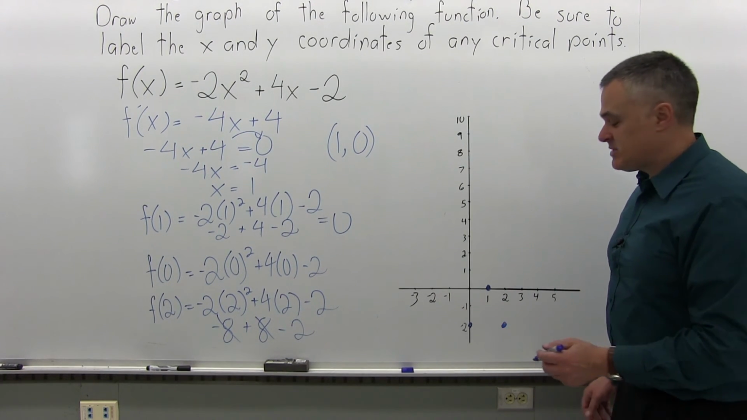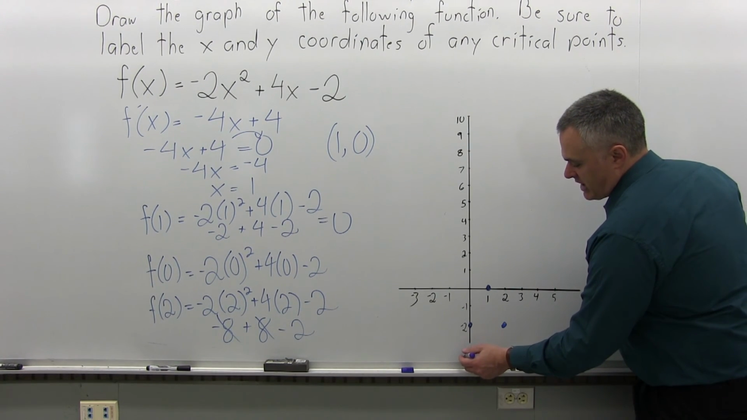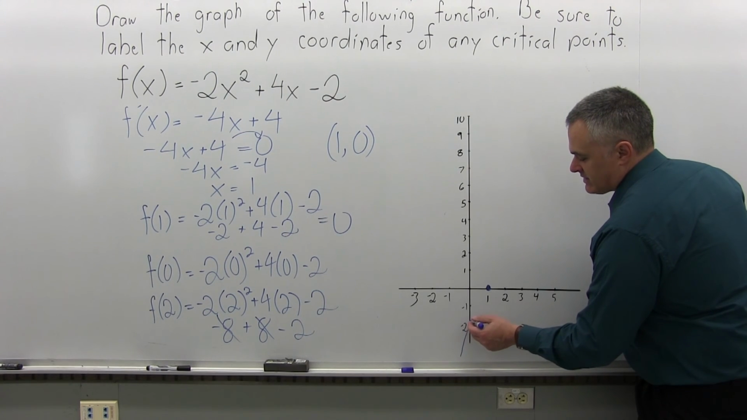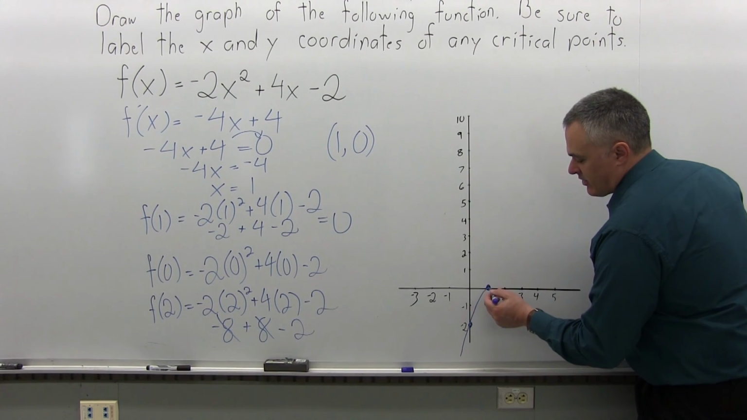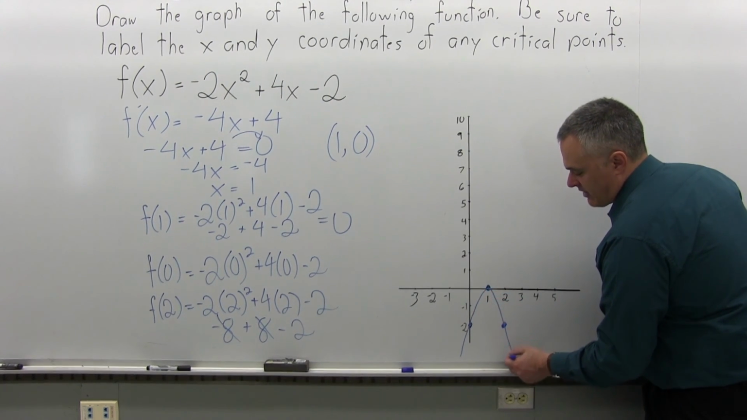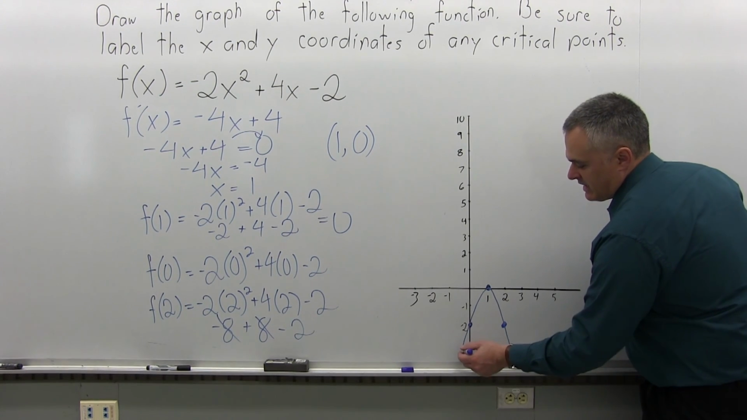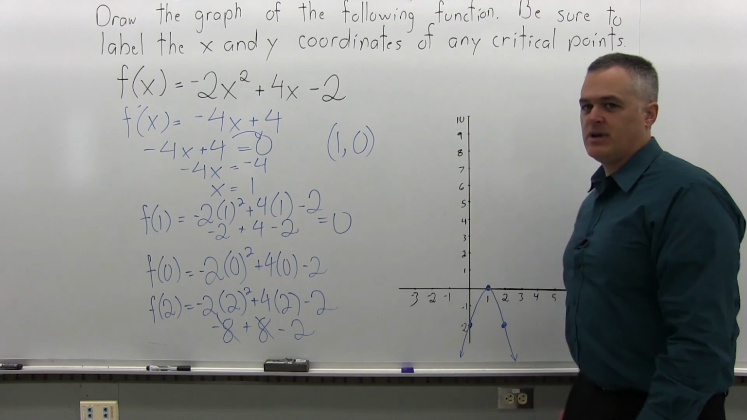And now the final step, step 7, is if I connect the dots, the graph is going to come up, flatten out at over 1, 0, and then come back down and go through 2, -2. And it continues down forever on either side.